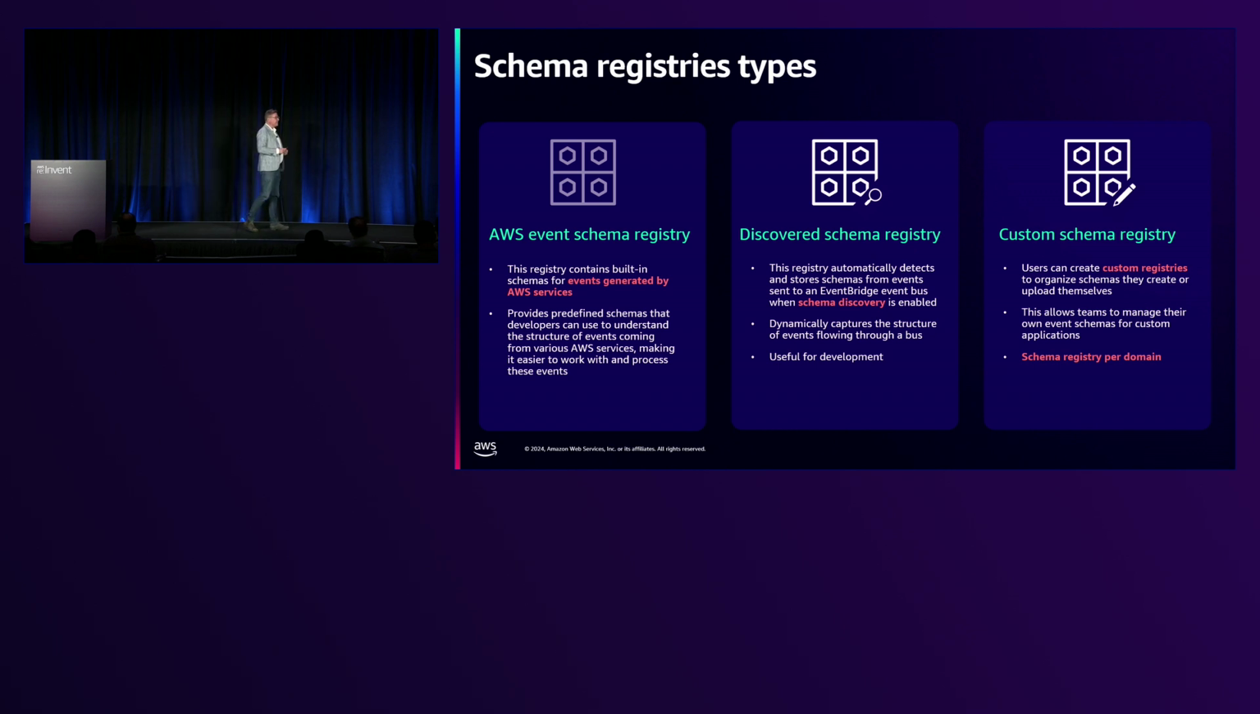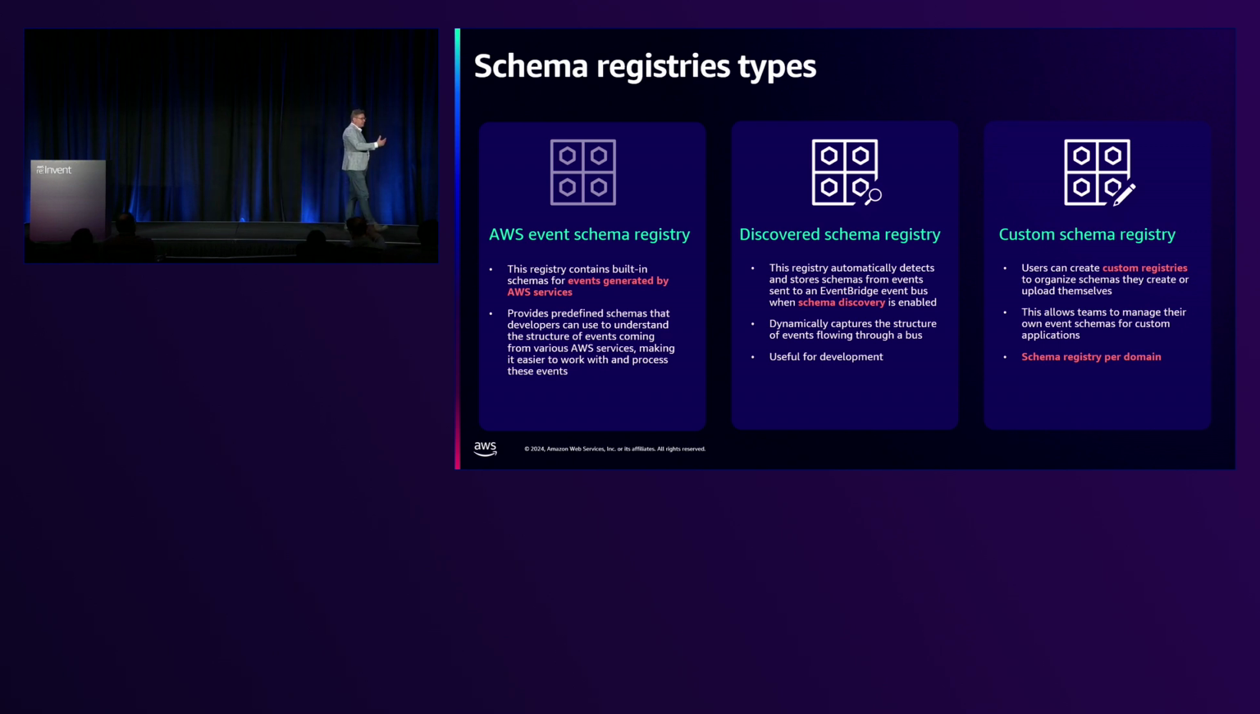There's the Discovered Schema Registry. This is a schema registry you get when you enable schema discovery on your event buses. EventBridge will actually look at the events that are flowing through that event bus and create a schema for you, and it will put them into that registry. Now, this is great for development if you're not really keen on managing your own schemas. It's really good to get started and allows you then to potentially even merge all of those events, or those event definitions, into your own custom schema registry.